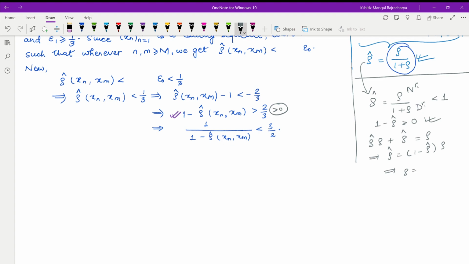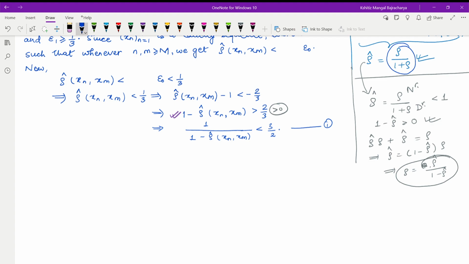And on simplification, we'll get something like this. Now this is the reason why I'm doing all of this. Okay, I'm doing all of this. Now, let's see. We've obtained this. Let's call it equation 1.